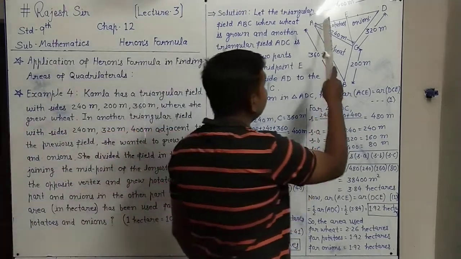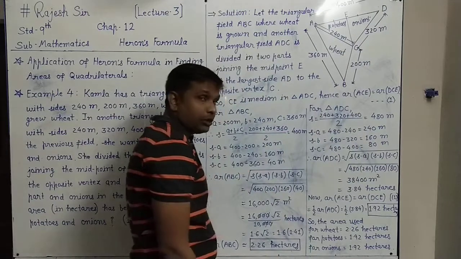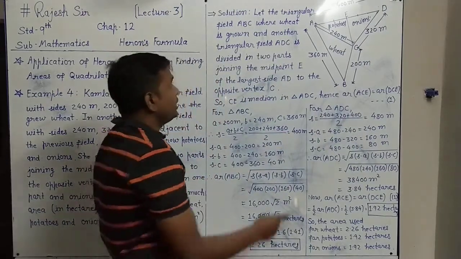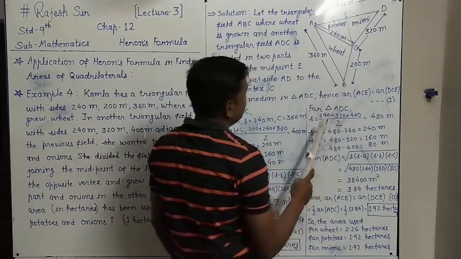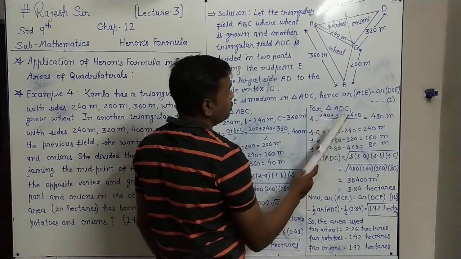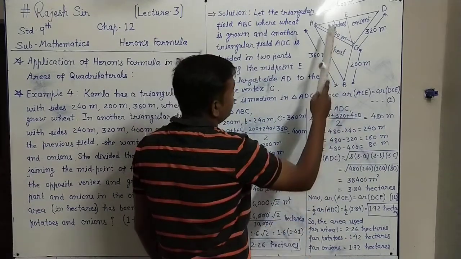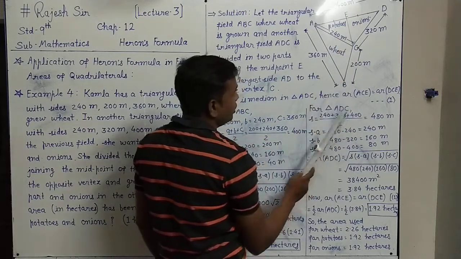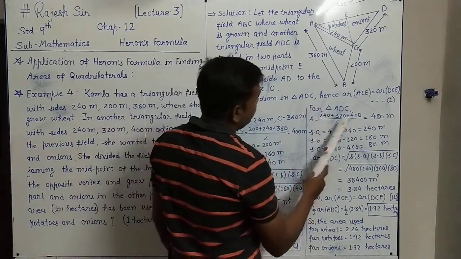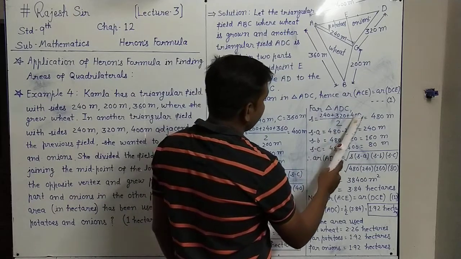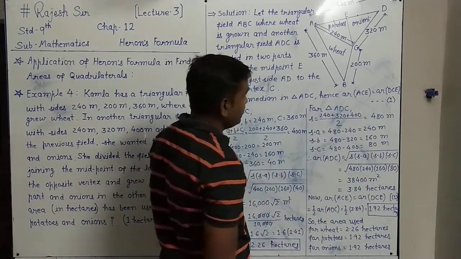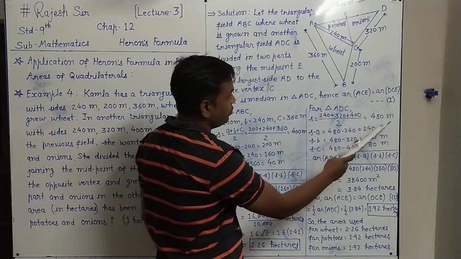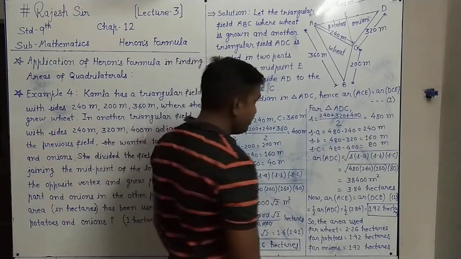Similarly, the next triangular field we will find now. In this triangle ADC, S equals A plus B plus C upon 2, means 3 sides upon 2. The 3 sides are 240 plus 320 plus 400 upon 2. So sum it all, 240 and 320, 560, and 400, 960. 960 divided by 2 will give 480 meter.